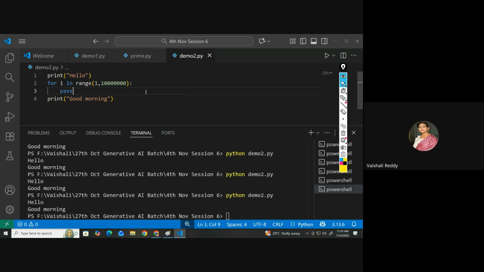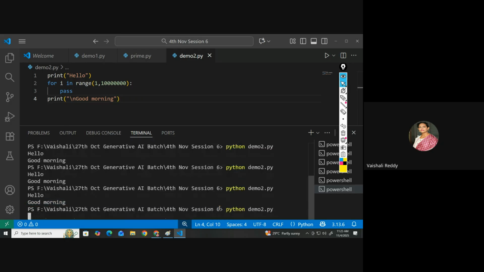What do you want me to do? You want hello and good morning in the same line? Hello in one line, then give two line spaces. If you want two line spaces, you can just add a backslash n over here like this, because print anyway adds a line. Is this okay?